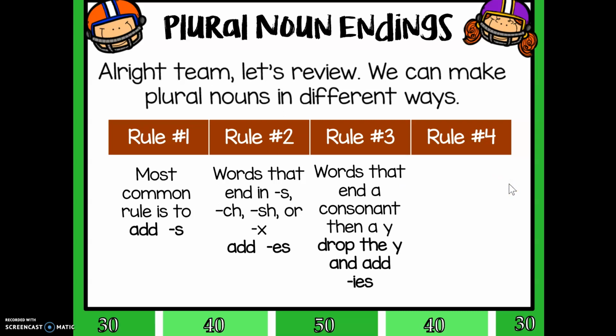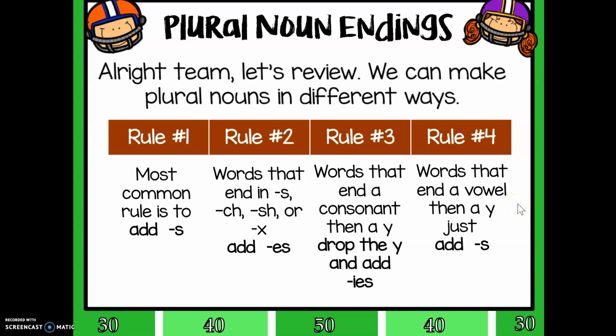Rule 3 are words that end a consonant, then a Y. You drop the Y and then add IES. Rule 4 are words that end with a vowel, then a Y. You just add S.